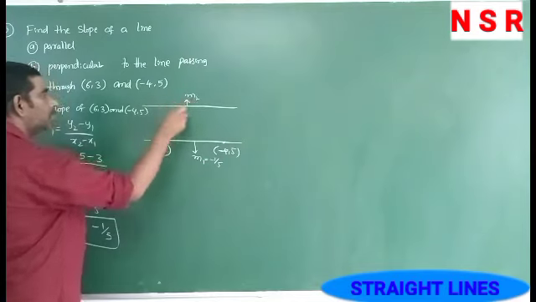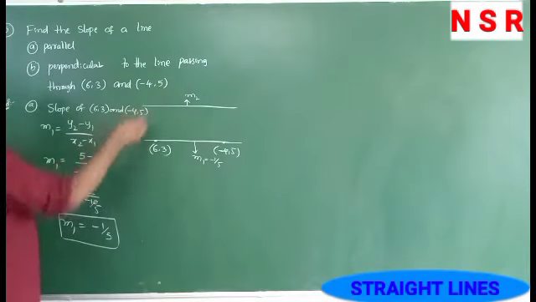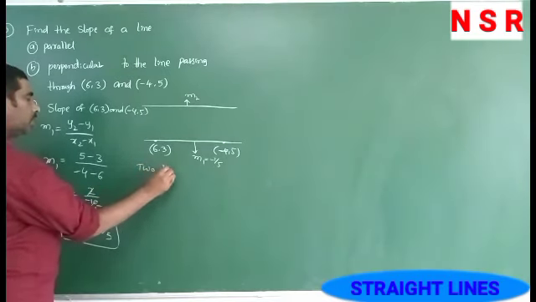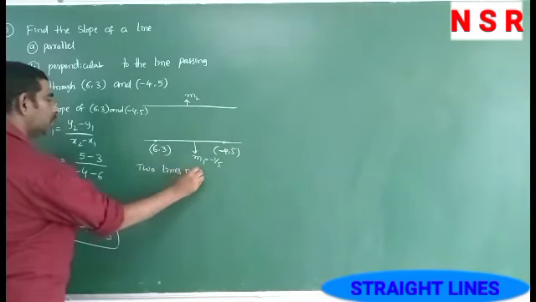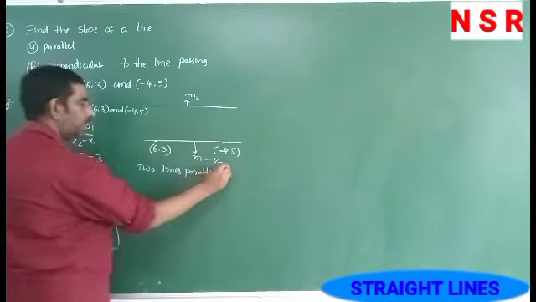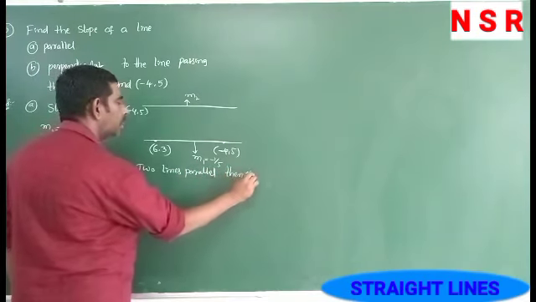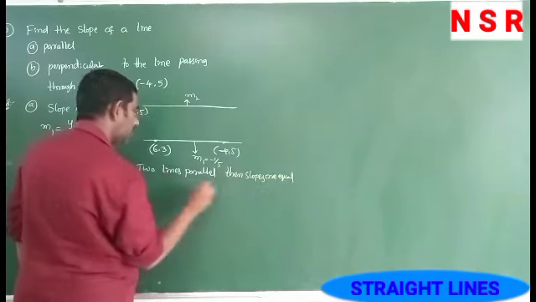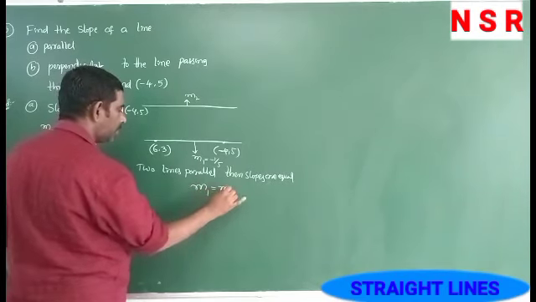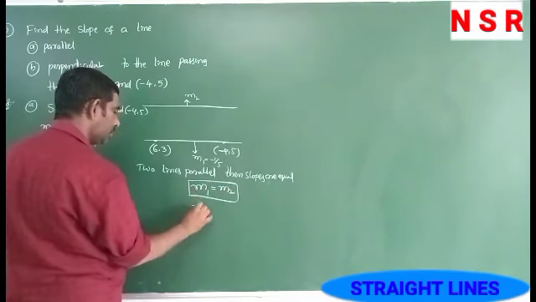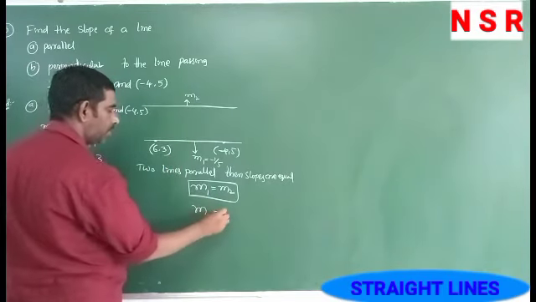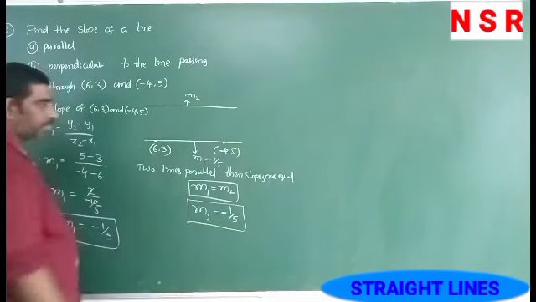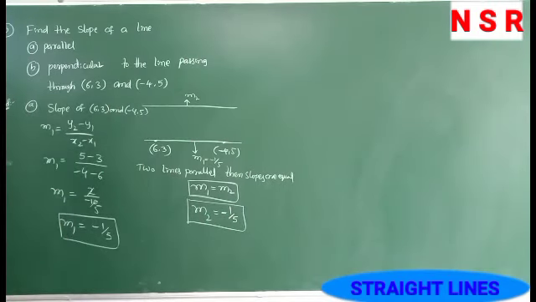Now find the slope of this line. So these two lines are parallel, then slopes are equal. So right here, two lines parallel, then slopes are equal, m1 equal to m2. So the slope of this line m2 is also equal to minus 1 by 5. So this is the first one, parallel.